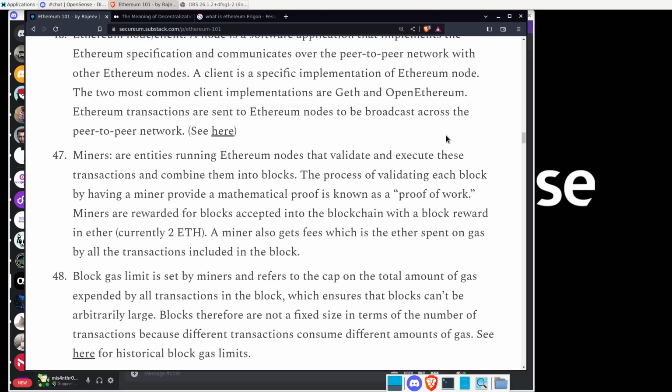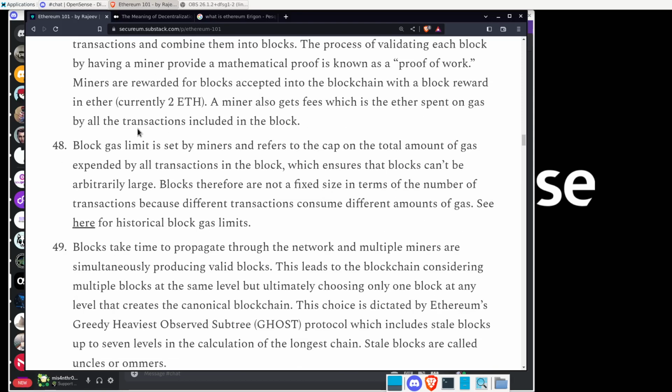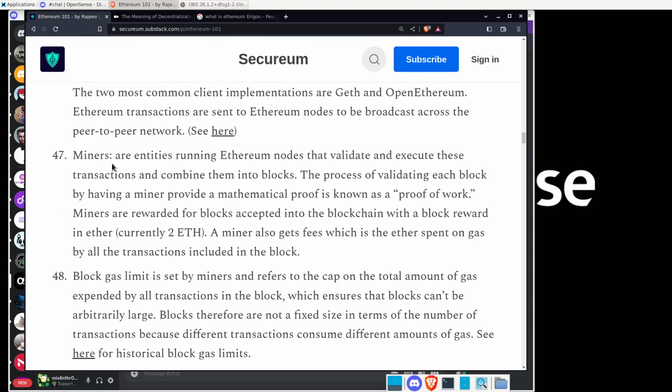Miners. Miners are entities running Ethereum. Okay, we can think of anyone. I know entities mean anyone, but just if there's a newcomer there, anybody can be a miner as long as you have the money and the patience. Miners are entities running the Ethereum nodes that validate and execute these transactions and combine them into blocks.